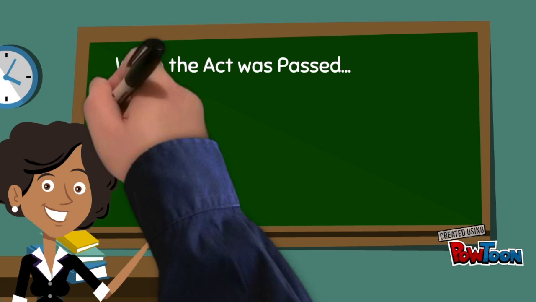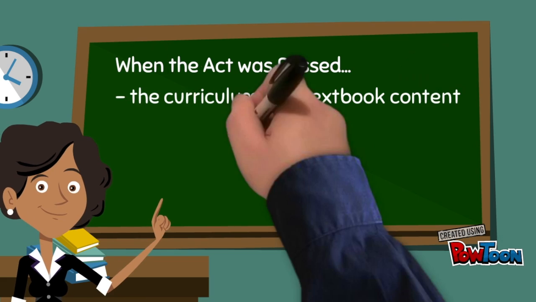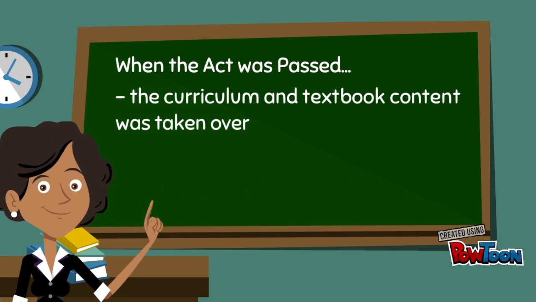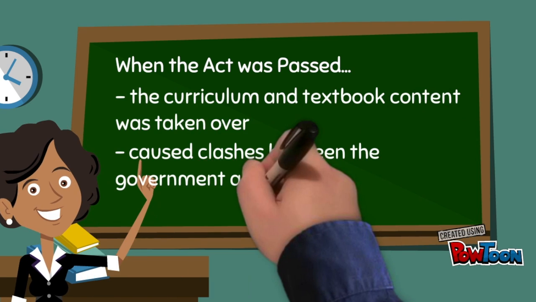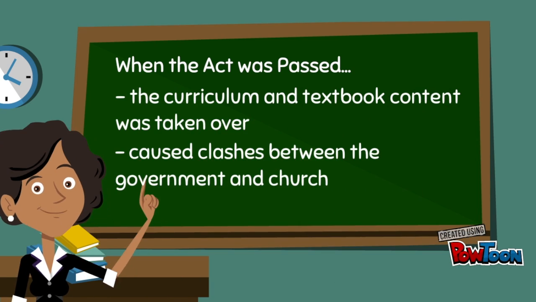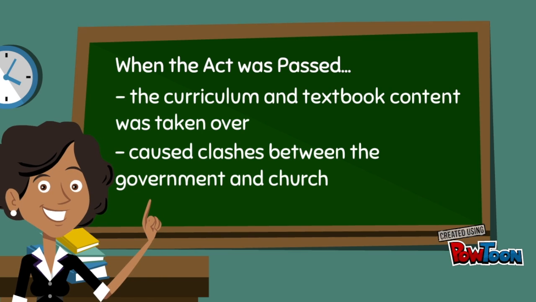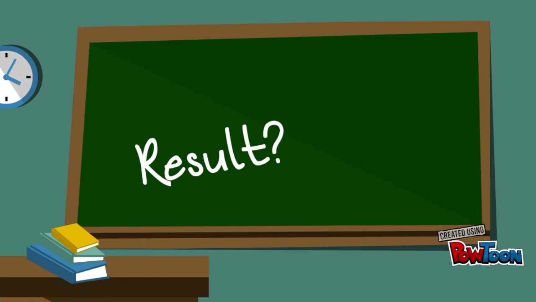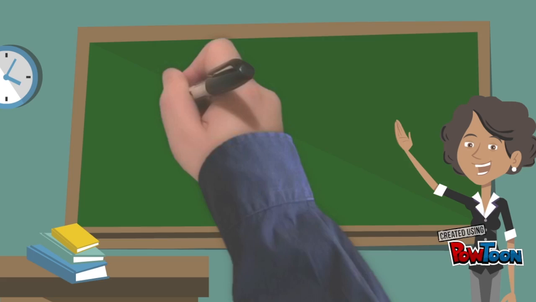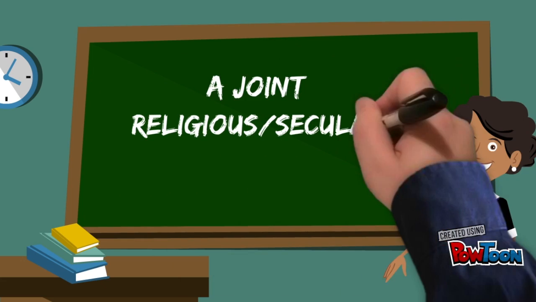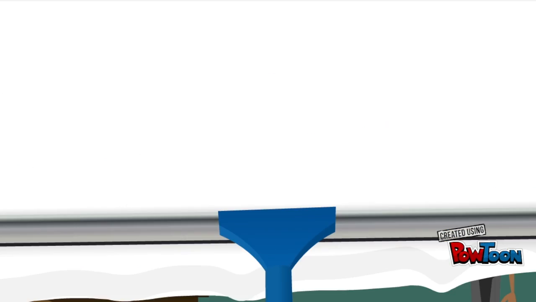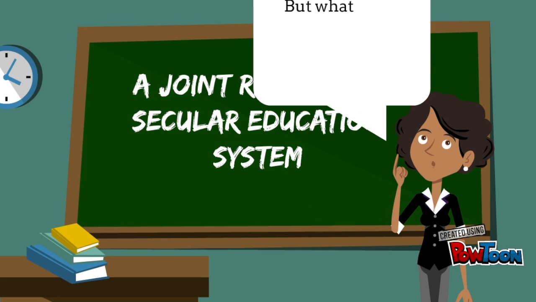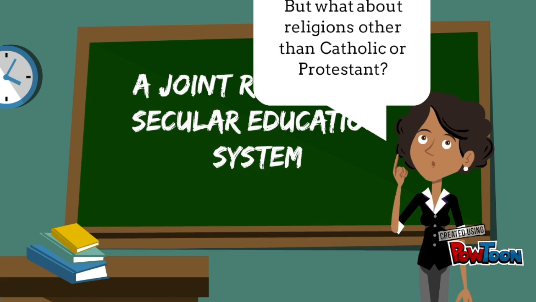The imposed act caused clashes between the government and Catholic Church, which actually led to a shooting of 2 people following riots in 1875. So what resulted from all of this? A joint religious secular education system. But what about religions other than Catholic and Protestant?